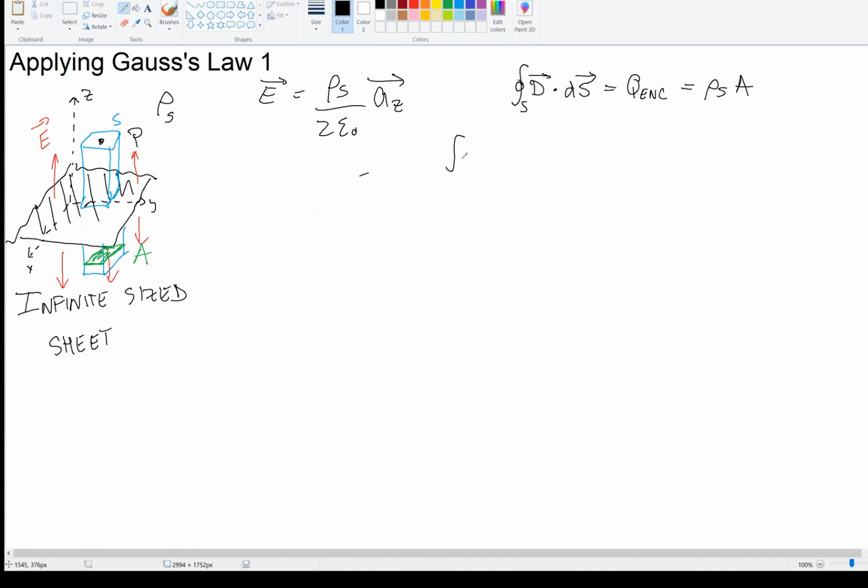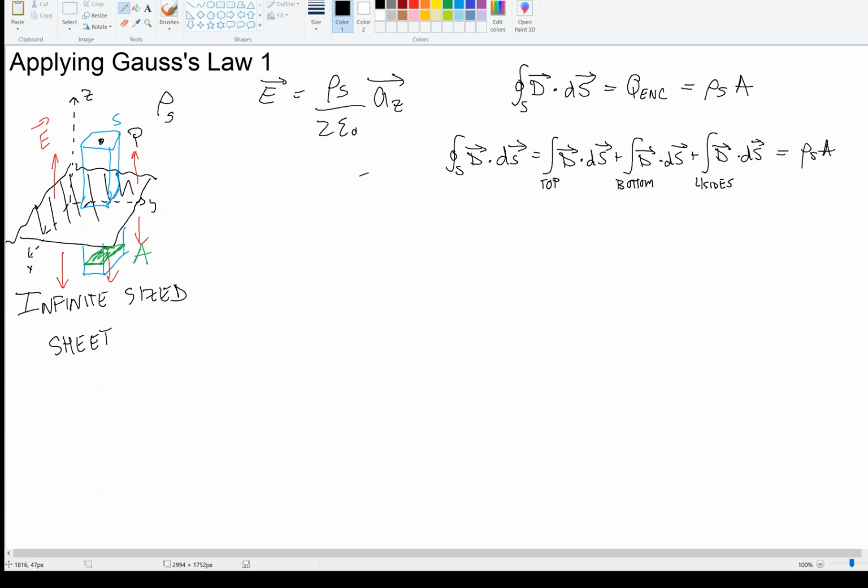Now, the left side, D dot dS, is equal to the top D dot dS plus the bottom D dot dS plus the four sides D dot dS, and so that must be rho s times A.